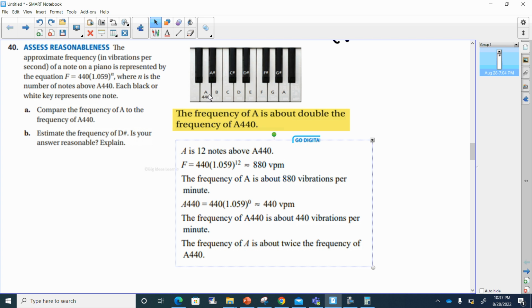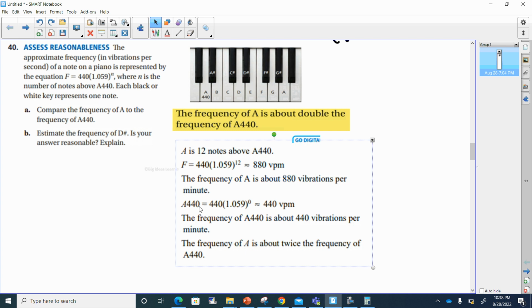So we're talking each blank represents a key of one note. 1, 2, 3, 4, 5, 6, 7, 8, 9, 10, 11, 12. So we're talking 12. When we do this, we got 12 to the power here. We're going to take this to the 12th power, multiply it by this and get this. The frequency of A is about 880 vibrations per minute.